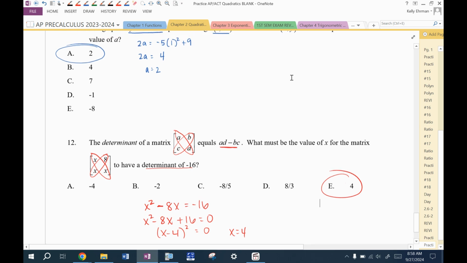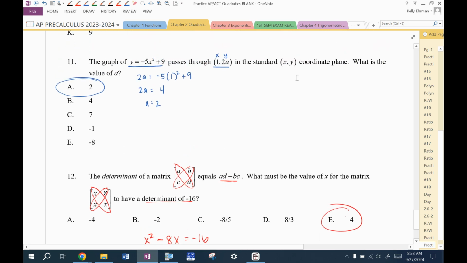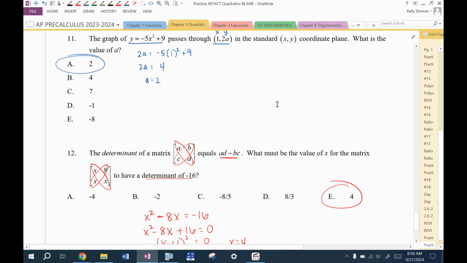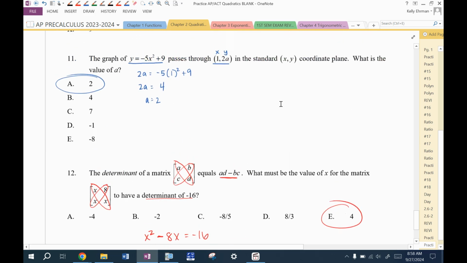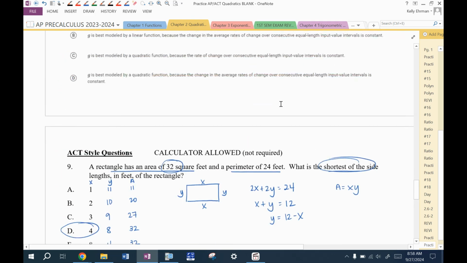That's it. Okay, so that was a quick little, some quadratics that I pulled out of an old practice exam. Feel free to come into office hours and go over any of these.